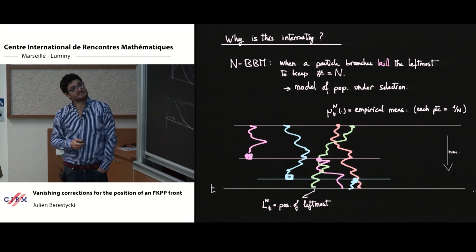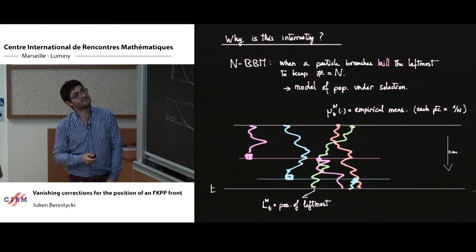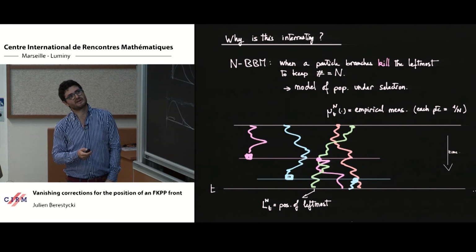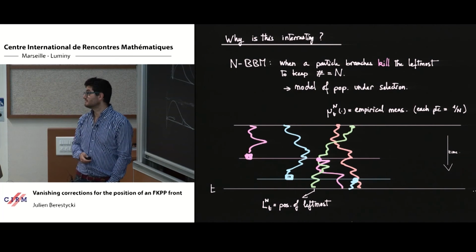The difference now is that each time I have a branching event, I want to keep my population size constant at capital N, so I kill the leftmost particle. If it's the leftmost particle which is trying to branch, you just erase the event. And so what you have is a cloud of capital N particles which is moving to the right at some speed. This is something, for instance, that Pascal has studied a lot. I'm going to call mu N of t the empirical measure of this particle system, I give a mass 1/N to each particle, and I'm going to call L N of t the position of the leftmost particle.